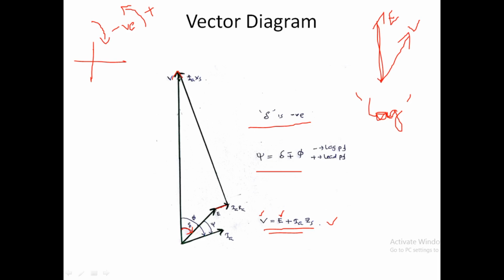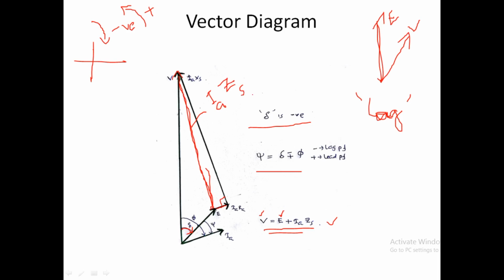And when we are drawing a vector here, what will it indicate? This will be 90 degrees. So when we draw a vector connecting these two with a straight line, it will be the hypotenuse of this right-angled triangle, and it will be Ia into Zs. I didn't draw it here, but this will be Ia into Zs. So these are the things we have to note in the case of a vector diagram.